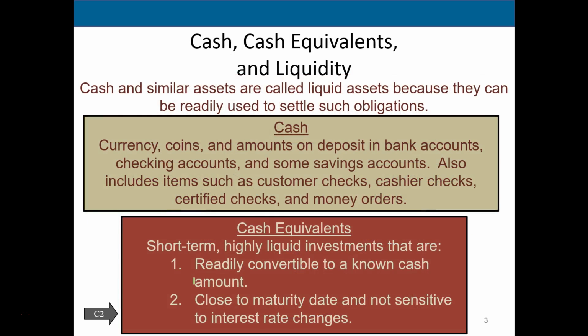Cash equivalents and liquidity. Cash and similar assets are called liquid assets because they can be readily used to settle such obligations. Whenever you hear the word liquidity as an accounting term, that generally means something that is closer to cash, and more precisely, something that can be readily used in order to buy services and goods. That's basically what the invention of cash is.